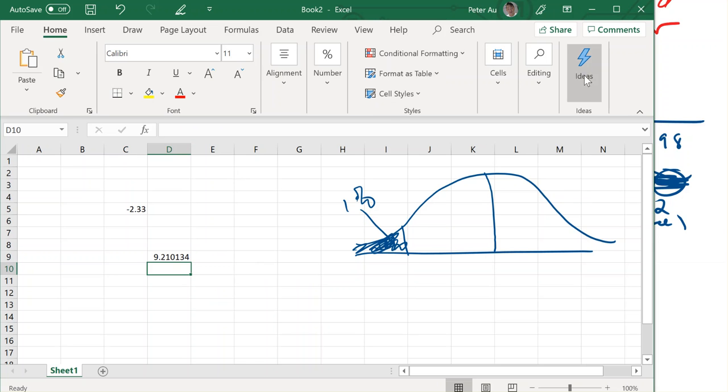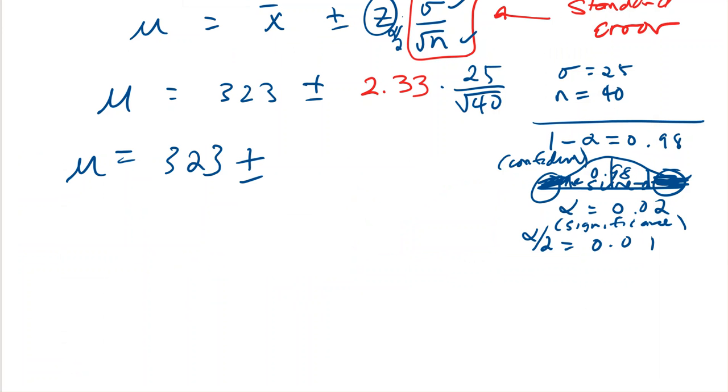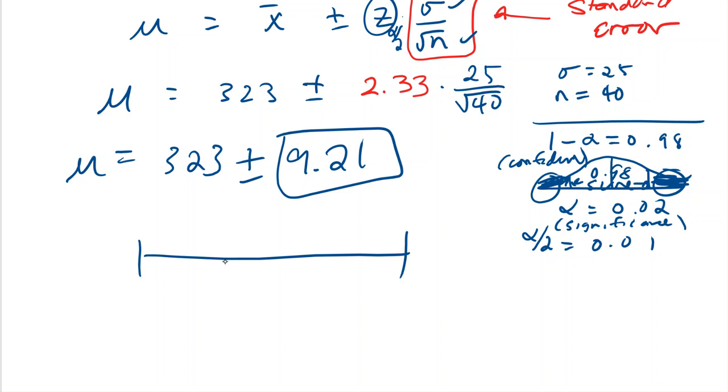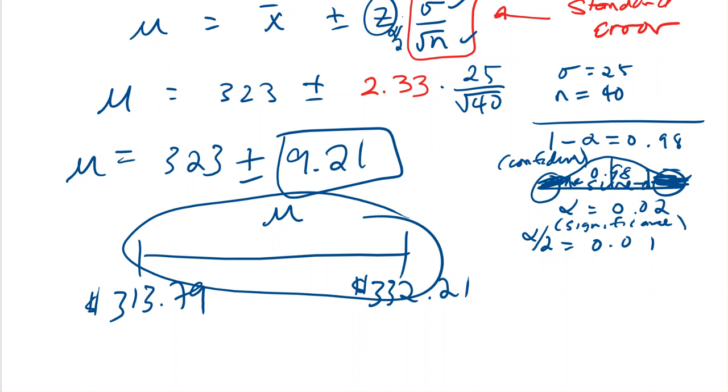That's 9.210. Let's just make it 9.21. So that tells me we have an error of $9.21. So the population average rent is somewhere between 323 minus 9.21, which is $313.79, and 323 plus 9.21, which is $332.21. So I'm pretty sure that the population mean is somewhere between those two numbers. And that's how you do that.